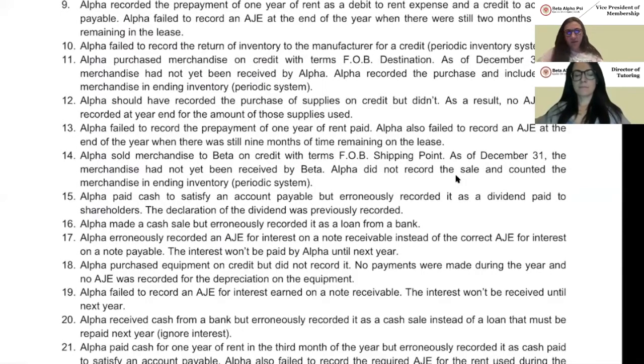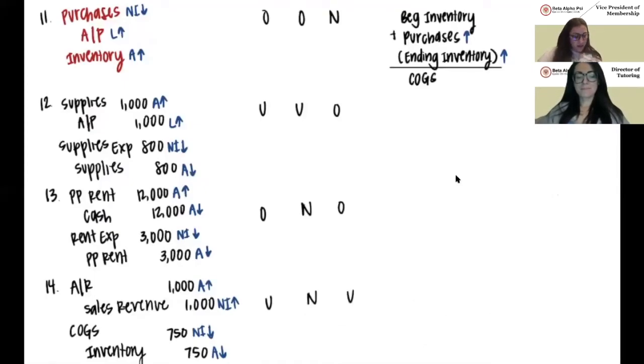So with the terms FOB destination, they don't record anything until it reaches its destination, until they get it. But they hadn't received it yet, which means they shouldn't have done anything. But they recorded the purchase and they included it in ending inventory. So here, the recording of the purchase was a debit to purchases and a credit to accounts payable. The debit to purchases would have decreased our net income because it's an expense, and the credit to accounts payable would have increased our liabilities.